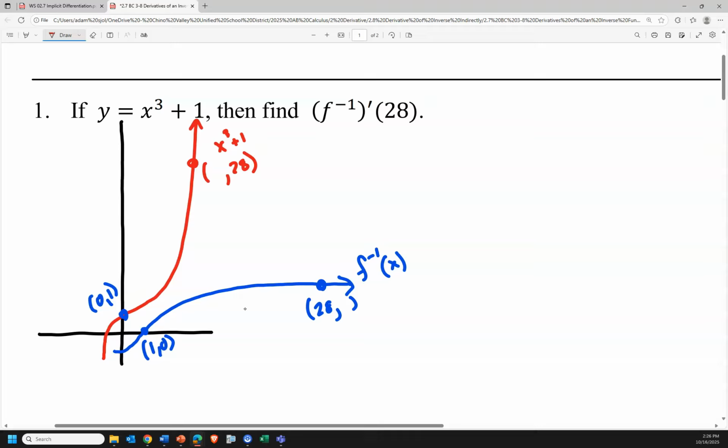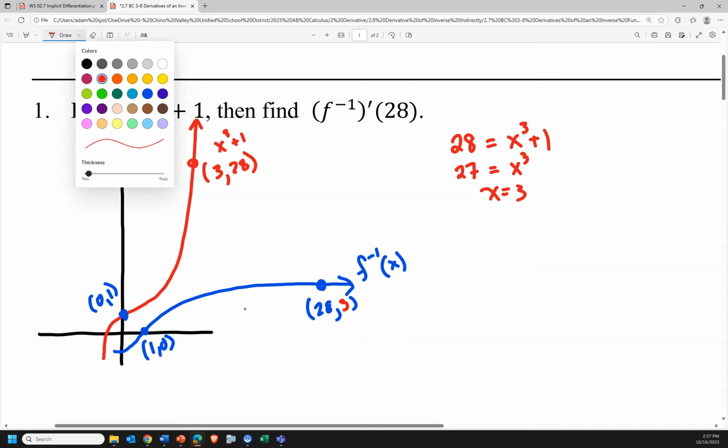Okay? So the first thing I'm going to do is write 28 is equal to x cubed plus 1 to figure out what that x value is. And 27 is x cubed. And so hopefully, pretty obviously, x is equal to 3. Okay? So there's the point 3, 28, and this other one on the inverse is 28, 3. Cool.